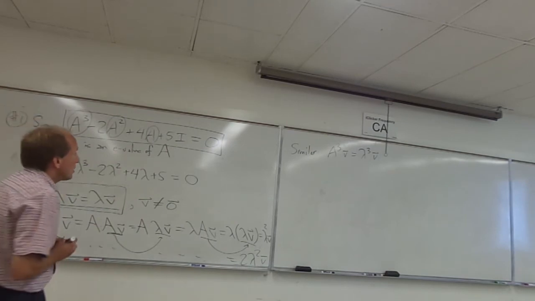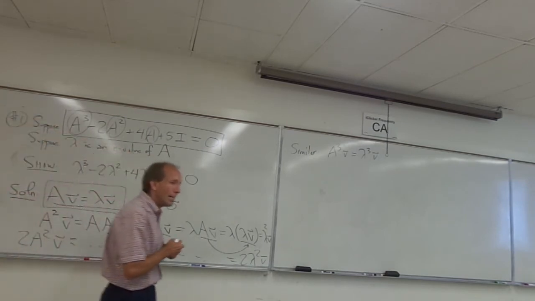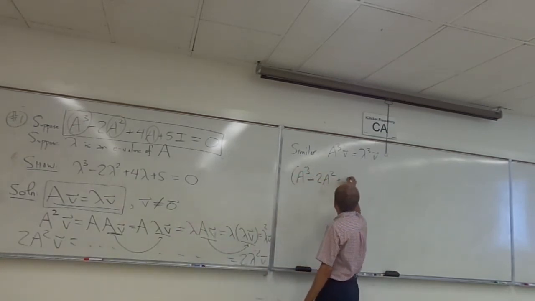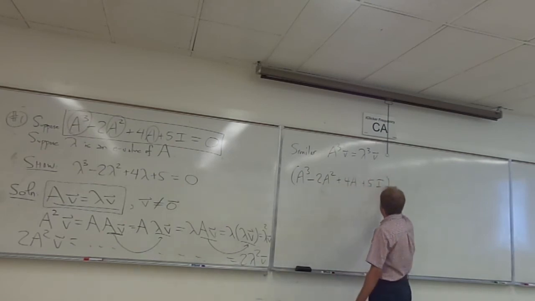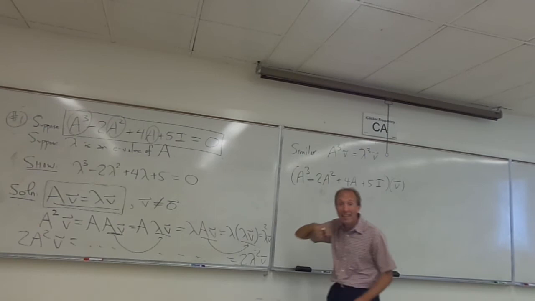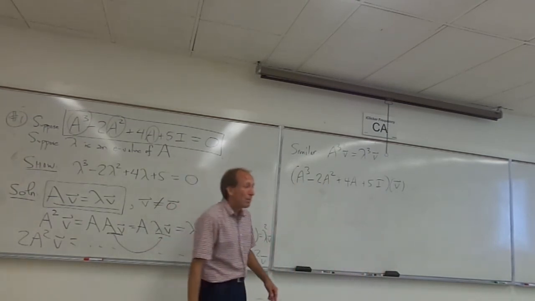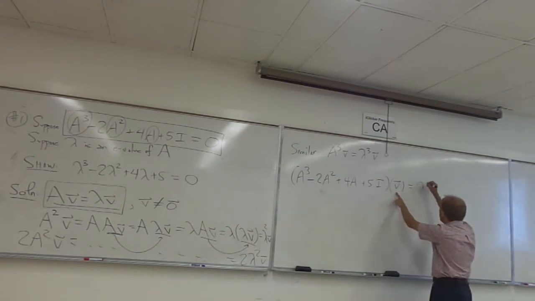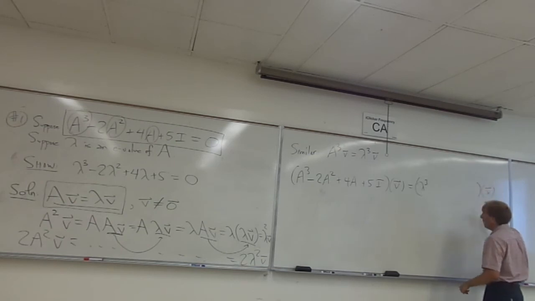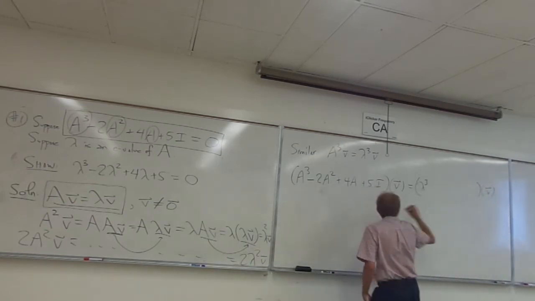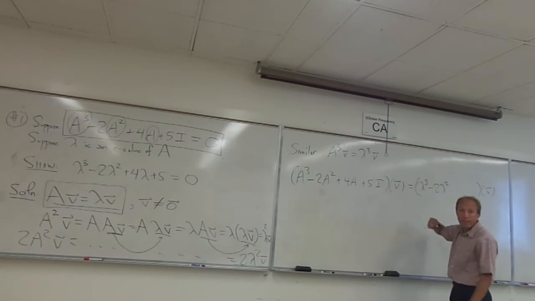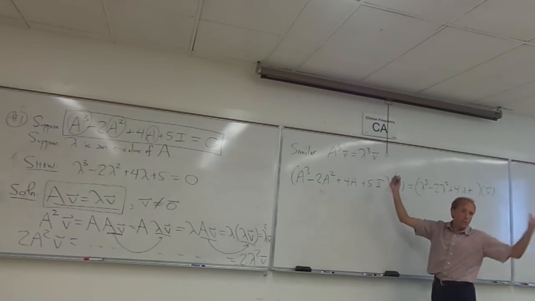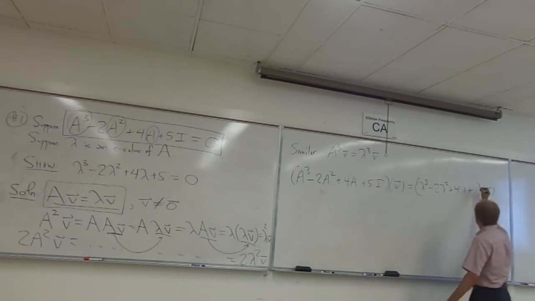So what I hope you guys are realizing is that if we take A cubed minus 2A squared plus 4A plus 5I and we apply it to v, the whole thing to v, then what do we actually have? We have A cubed v, which is lambda cubed v, minus 2 lambda squared v plus 4 lambda v, and then the identity matrix is just like it's not even there, so it's just 5v.